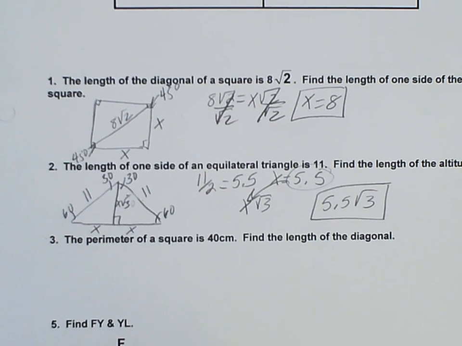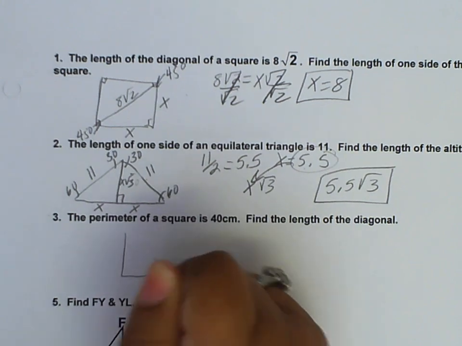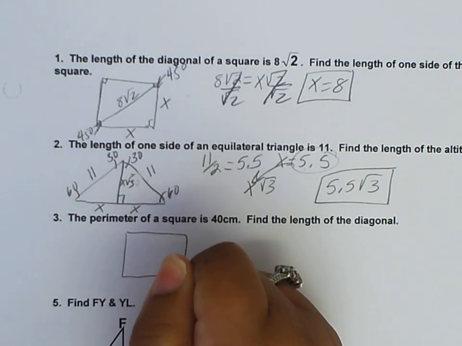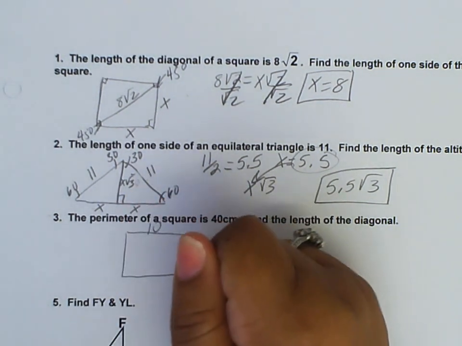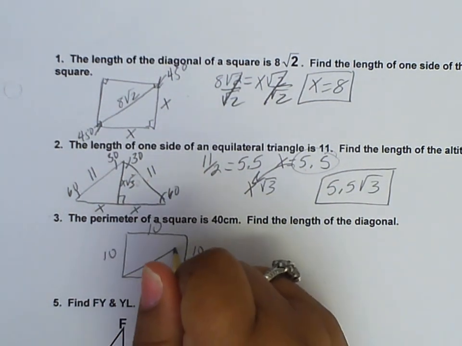So let's do number 3. It says the perimeter of a square is 40 centimeters. Again, first thing I would do is draw a square. We know that all these have to be 10 each because in a square all the sides are the same. You want to go ahead and split it.